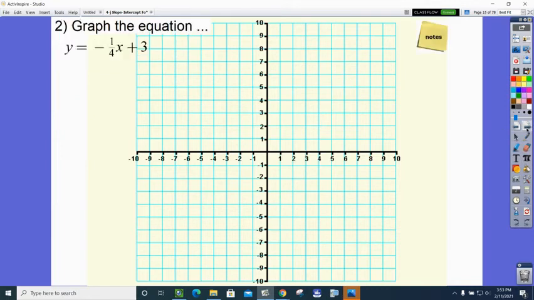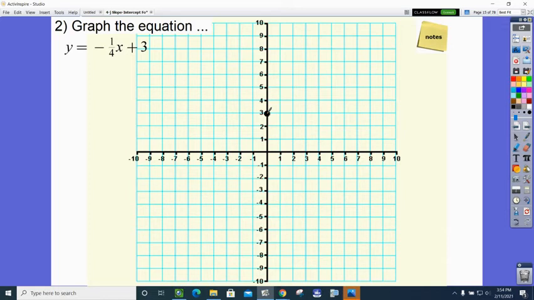So right now, I'm no longer given the words. So I have to figure out what is the y-intercept and what is the slope. So let's start with our y-intercept. What is the y-intercept? Now I'm hoping you said 3. So go to your y-axis and you would put a point on 3.